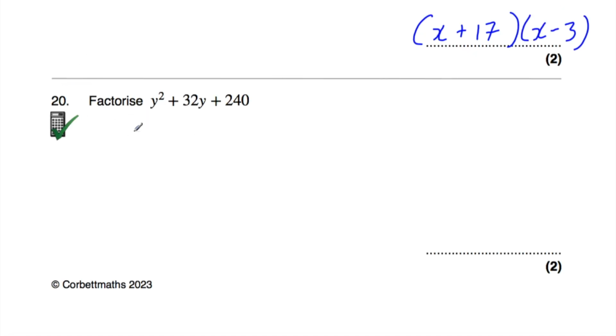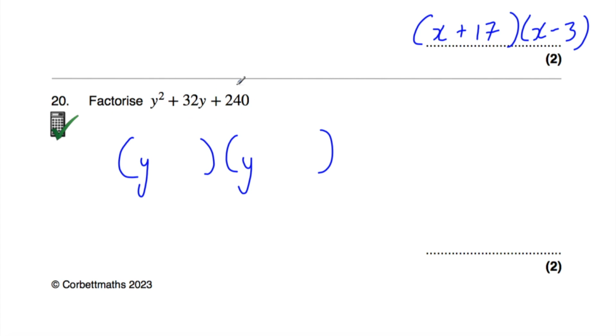So question number 20, we've been asked to factorise y squared plus 32y plus 240. Now this is a quadratic, so let's put our brackets down, and let's put our y at the front of both brackets, because y times y is y squared. And it's a calculator question, so that's nice. We can use a calculator to check our multiplications and so on.